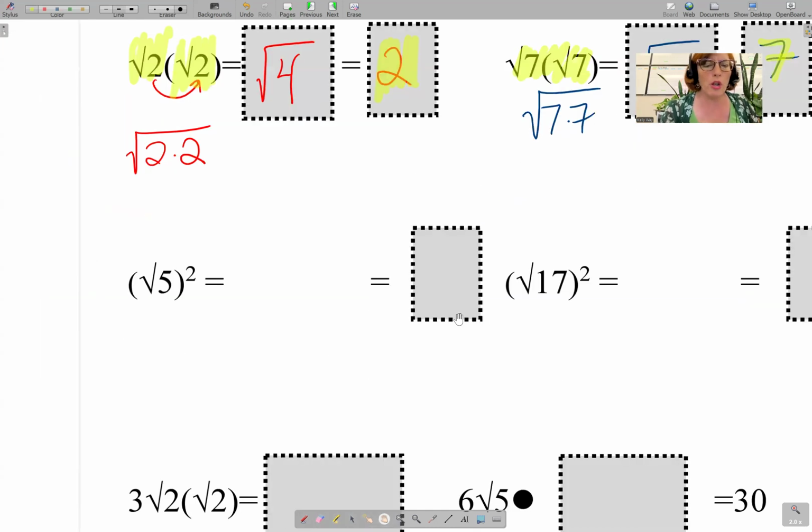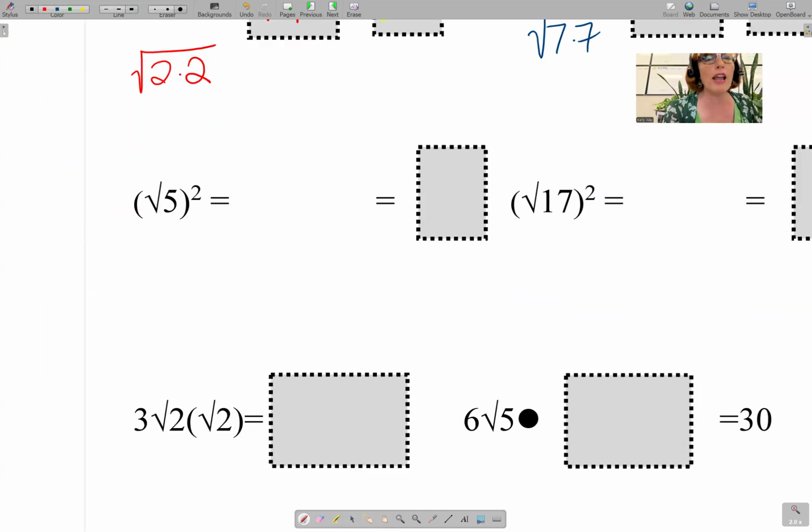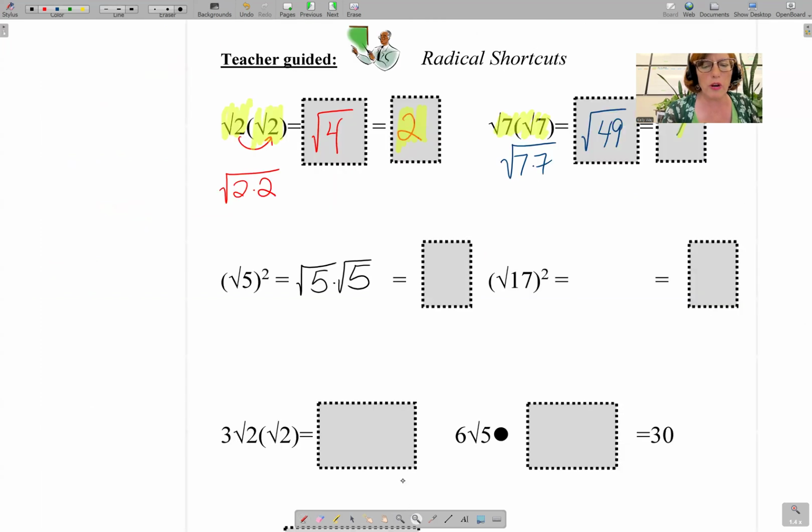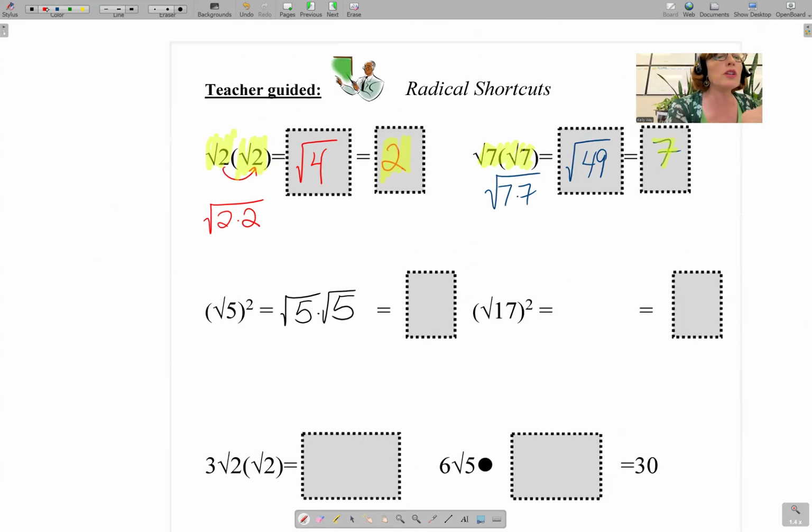Let's come down here. Root 5 squared looks like this. When you have an exponent, you're going to expand it. It looks like this, root 5 times root 5. Now take a look up here. Any radical times itself is just the number on the inside. So we're going to skip this in-between step and go straight. Root 5 times root 5 is just 5.